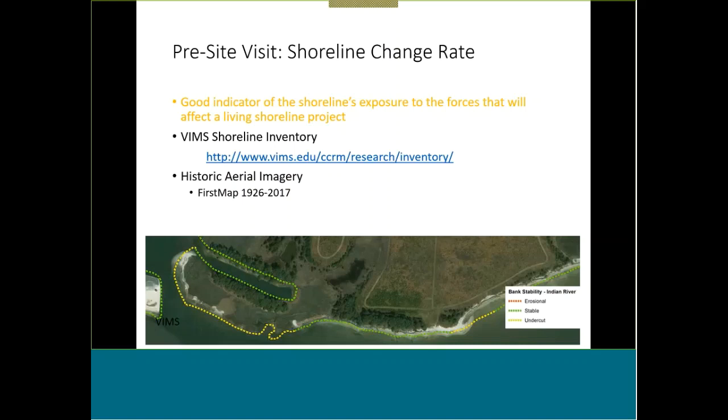If you're lucky enough, there are products out there and available that already quantify the erosive condition of a shoreline. VIMS, the Virginia Institute of Marine Science, has an inventory of shoreline conditions throughout the Chesapeake, and we're lucky enough in Delaware to have some information in the Indian River and maybe one other water body that I can't recall right now. But check for existing resources during your desktop analysis to make your life easier, and because that is a credible, proven source that's repeatable.